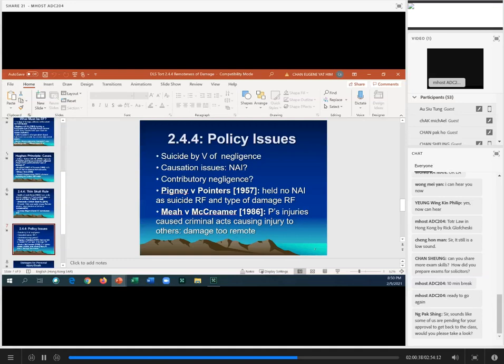In Mayer and McCramer, the plaintiff's injuries caused criminal acts causing injury to others. So that's just a case that goes the other way. In the Mayer case, the court found that the damage was too remote because you don't expect somebody who suffers physical injuries to then start committing criminal acts. Well, that's a decision that goes the other way.